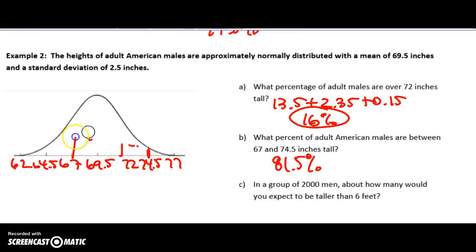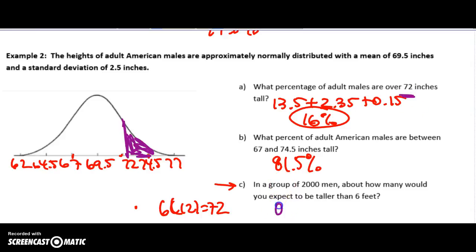And then last but not least, our last one wants to know, in a group of 2,000 men, so this one is a little bit newer to us, how many would we expect to be taller than 6 feet? So 6 times 12 is 72. So if you're taller than 6 feet, that would put you here and everything to the right. So first we want to figure out what percentage of people that is. Now we actually already did that in part A. So we said that that was 16%. So we want 16% of 2,000. So grab your calculator and go ahead and type in 0.16 times 2,000. And you should get that 320 men out of 2,000 would be taller than 6 feet.